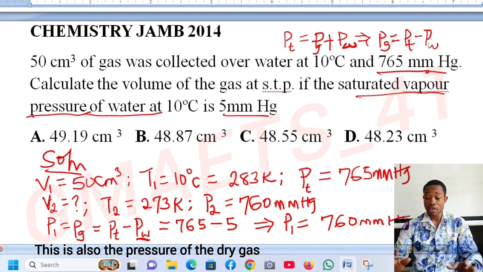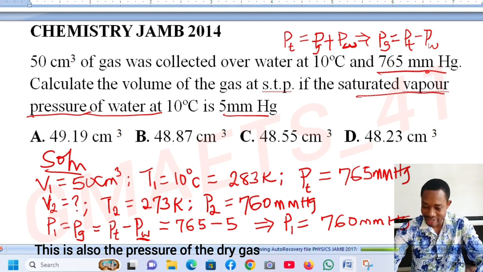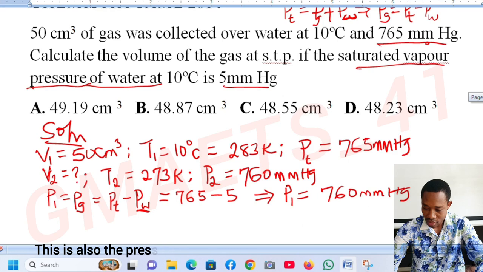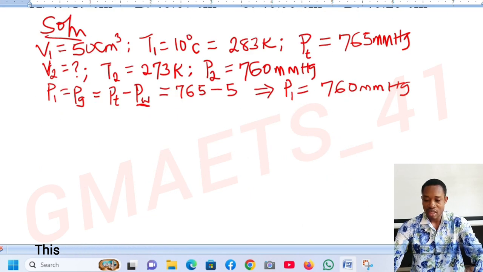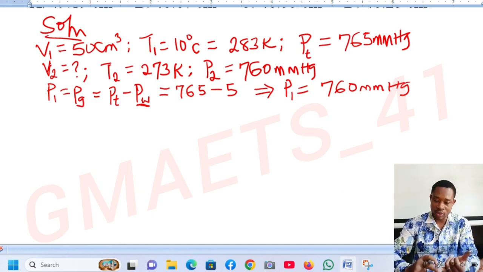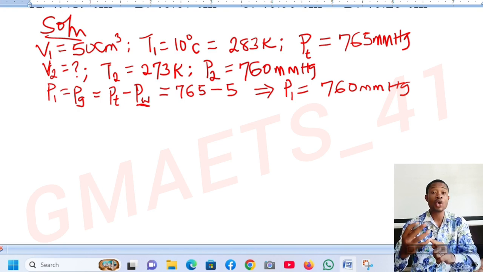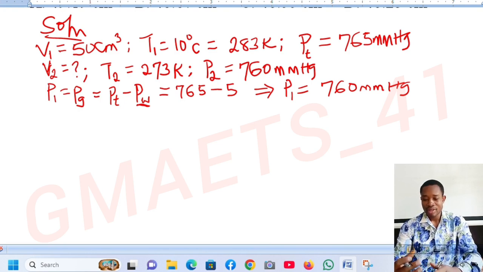So you want to take note of this, please. Dear student, you should be able to determine your data, all right? Bring them out. Very important. Okay, so let us proceed in our solving. With this information given to us, we know our P1 now. We know our P2. We know our T1. We know our T2. We know our V1, but we don't know V2. So this will require that we use general gas equation.